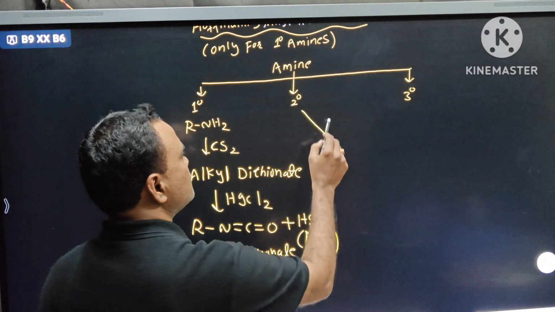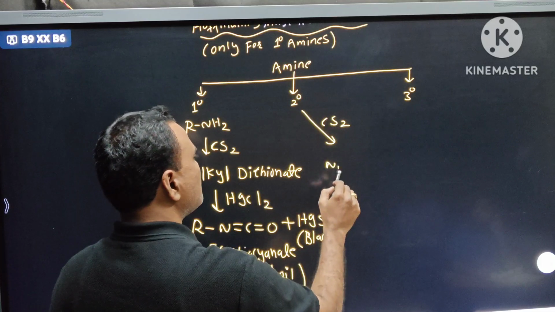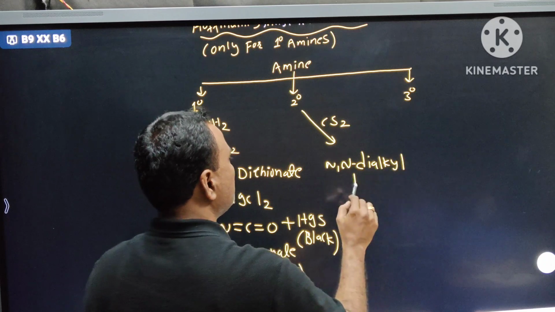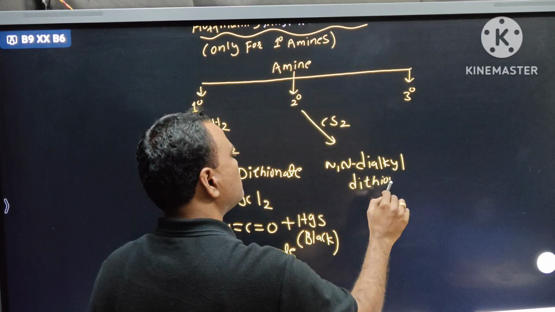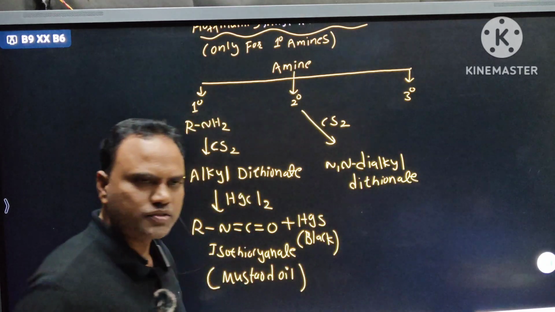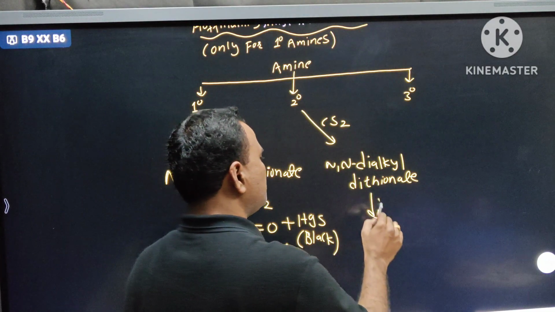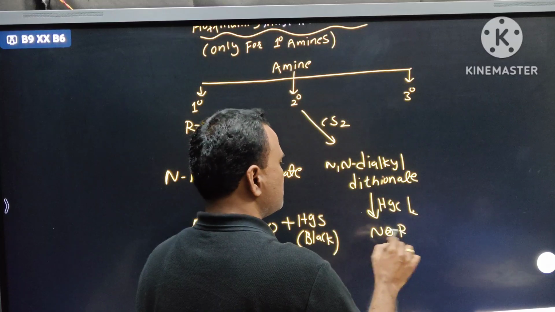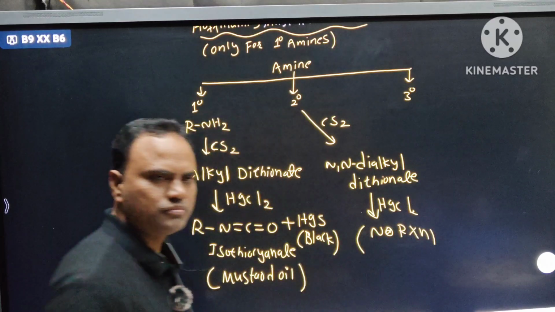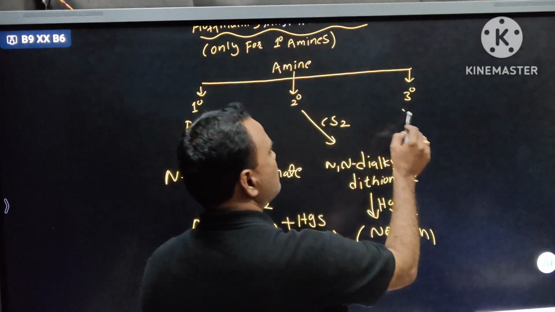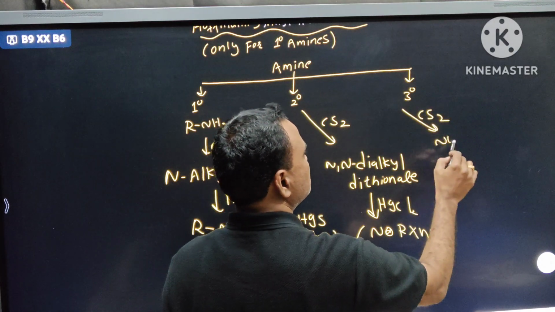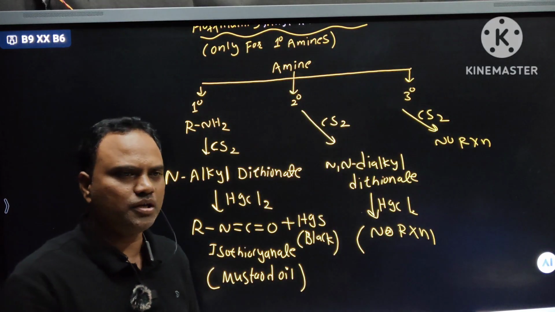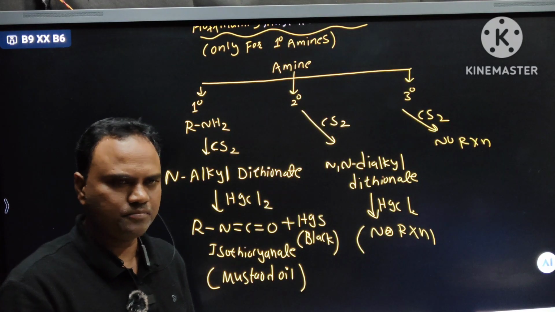Secondary amines when treated with CS2, N,N-dialkyl dithiocarbamate is formed, but when treated with HgCl2, there is no reaction. So mustard oil smell is not observed. So this is particularly used to detect only primary amines. Okay.